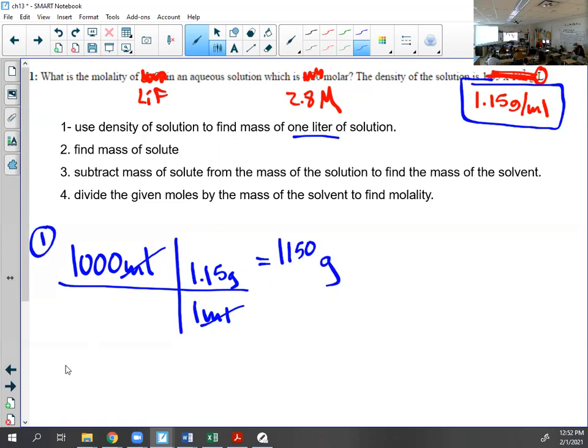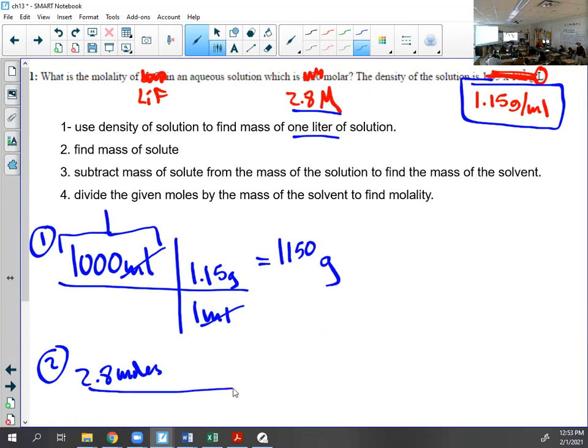Okay, so that's that. Step two, find the mass of the solute. So we take the molarity, that's 2.8 moles. And we can say it's just 2.8 moles because when we assumed this part, we know molarity is moles per liter, and we already did the 1 liter. So that's how we know this is just moles. Once again, you don't have to do a picket fence, but we can. For every 1 mole, how many grams are there of LiF? 26 grams. And that number turned into what? 72.8.